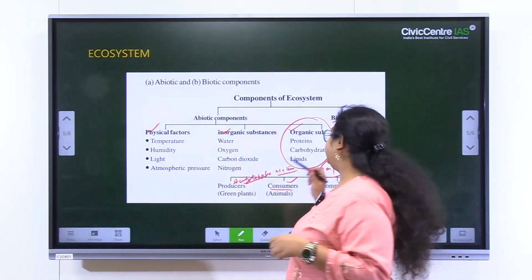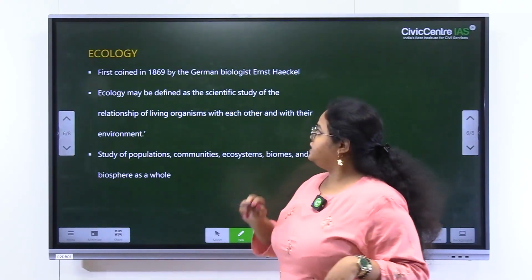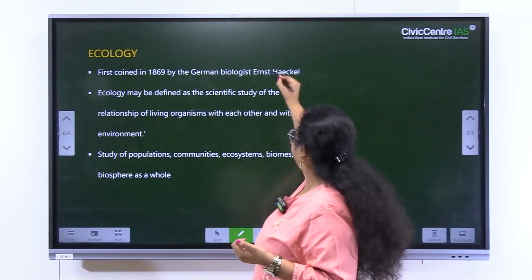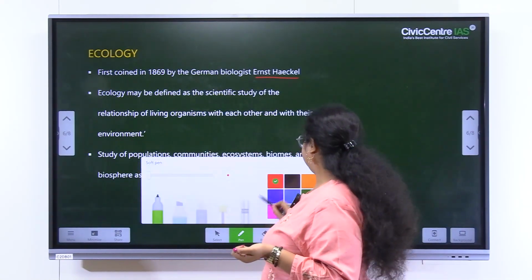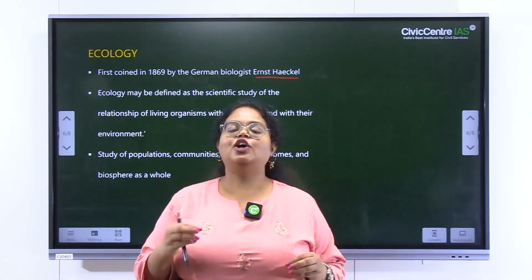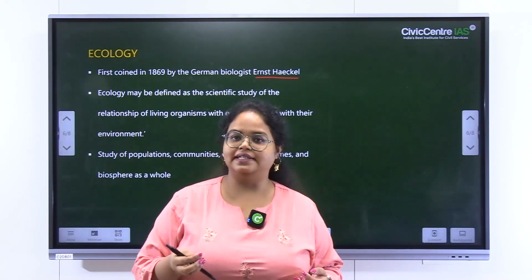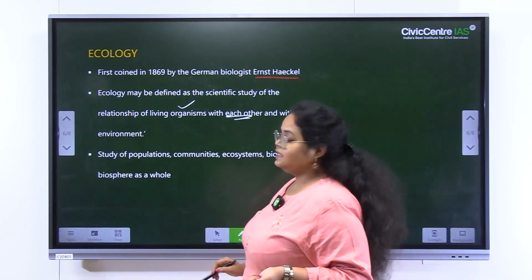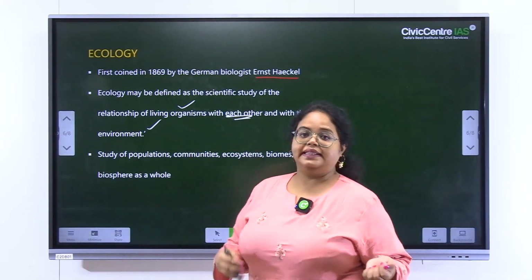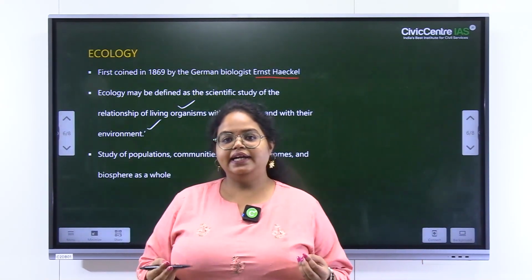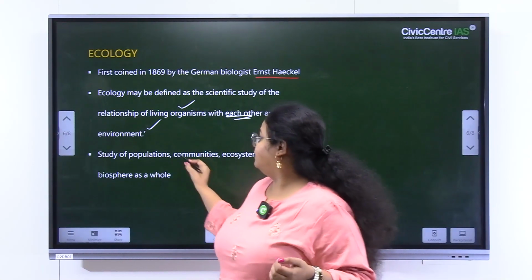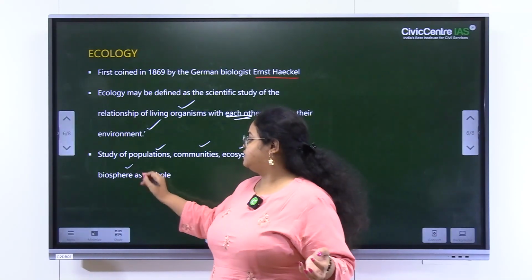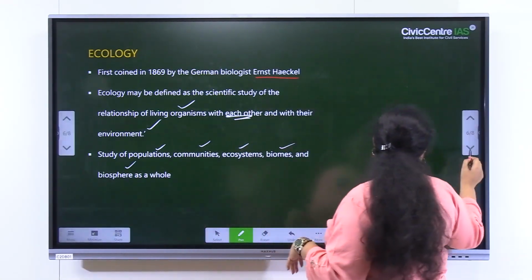Now what do we mean by ecology? Ecology was first coined in the year 1869 by Ernst Haeckel, a German biologist. Ecology is the scientific study of the living organisms with each other and with the environment. Now this ecology is studied at various levels: populations, communities, ecosystems, biomes and the biosphere as a whole. So let's look at it through a picture.